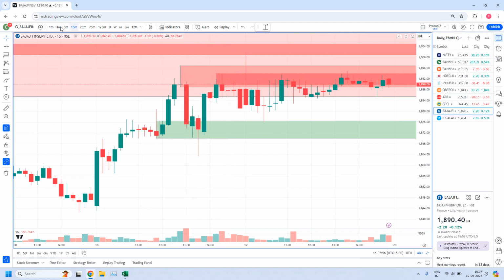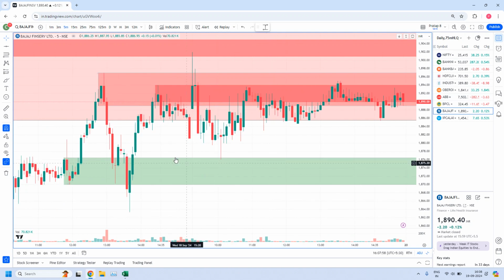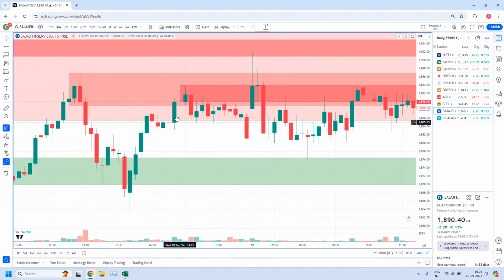Yes. Go to the 5 minutes time frame. See here we have a rally, base, drop. This is a fine-tuned 5 minute zone. And this zone is already a tested zone. See here, prices after that again picked up the orders.